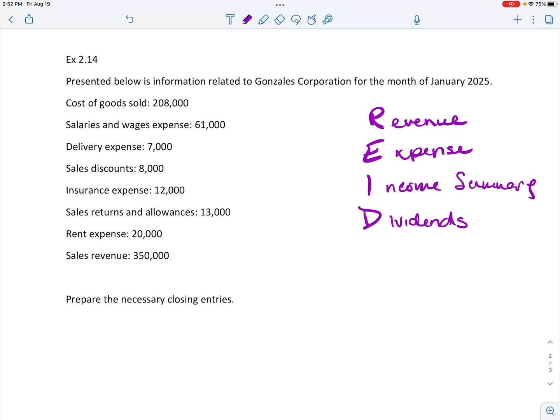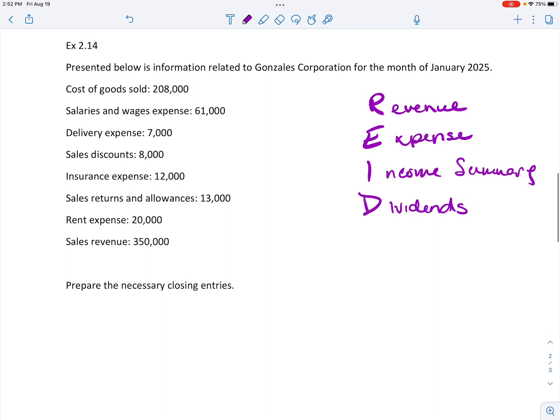So let's look at some of the amounts they gave us and prepare those for closing entries. The first one, we're looking at revenues. Now this is just the revenue right here. So we're going to debit that sales revenue because it's normally a credit. And we close our revenue to income summary.